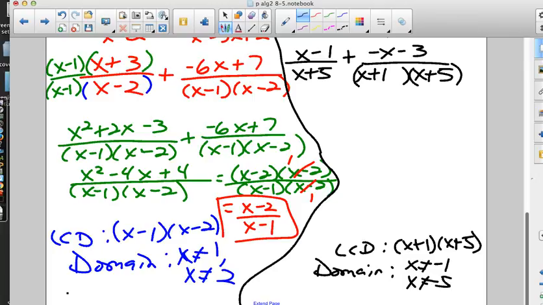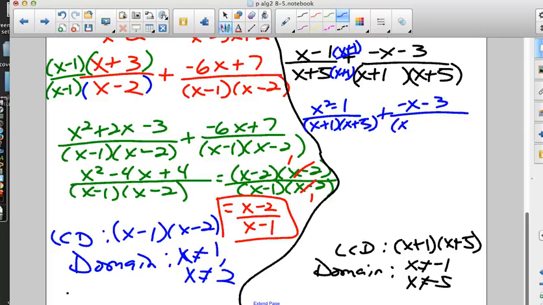All right, so the first one needs what? Well, let's see what happens when you squish that in there. (x squared minus 1) over (x plus 1) times (x plus 5) plus (negative x minus 3) over (x plus 1) times (x plus 5). Good to go? Let's add them.